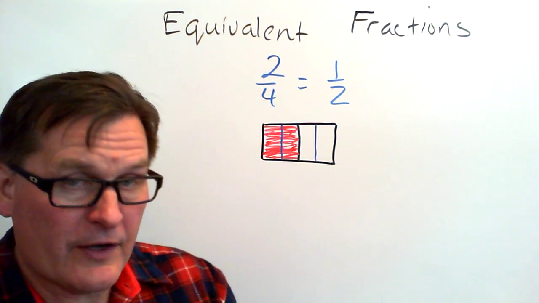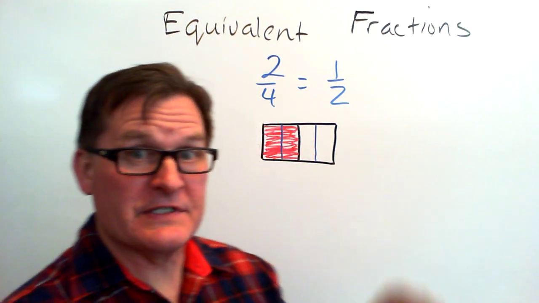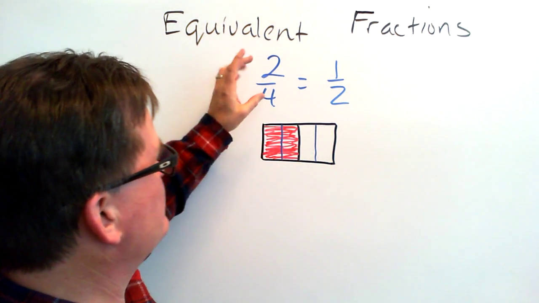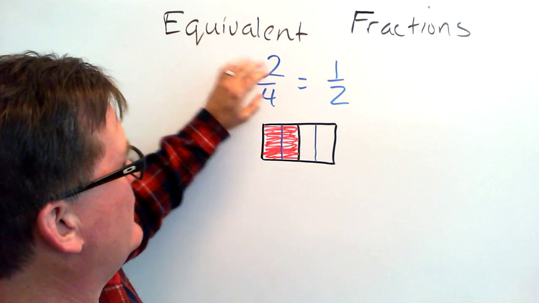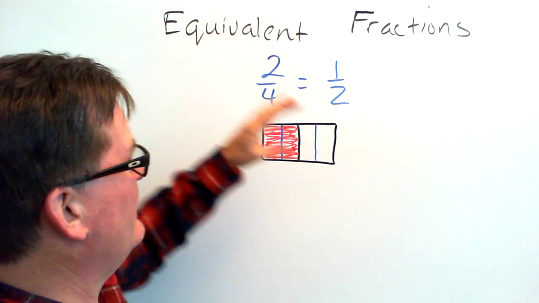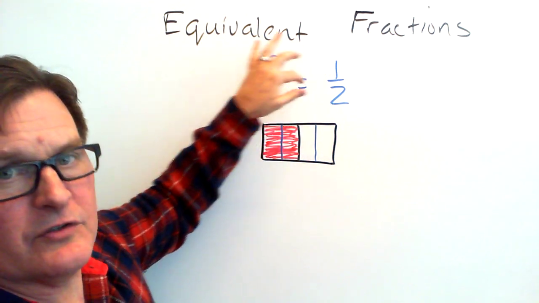We're going to work a little bit more on equivalent fractions. We really have two more steps to go through. In the last step, we created equivalent fractions in larger terms. Here I'm showing you 2/4 to 1/2, so we're going to go backwards this time. In the last video, we went from 1/2 to 2/4.